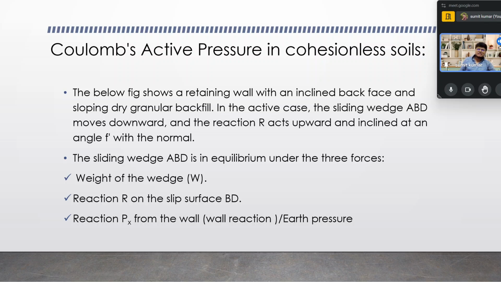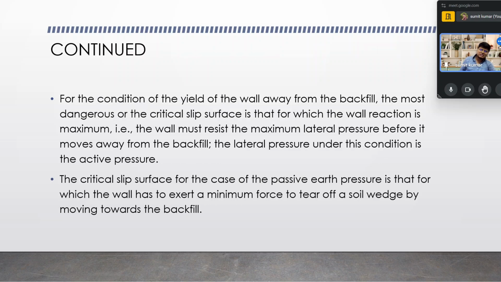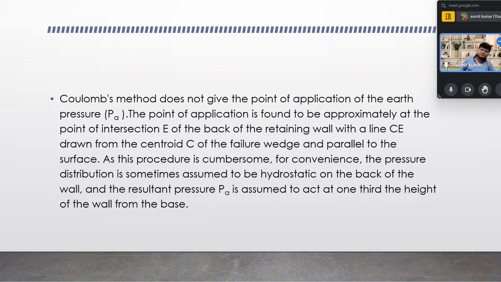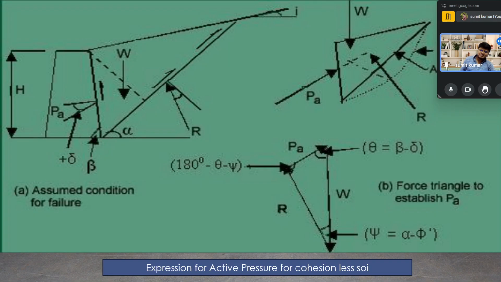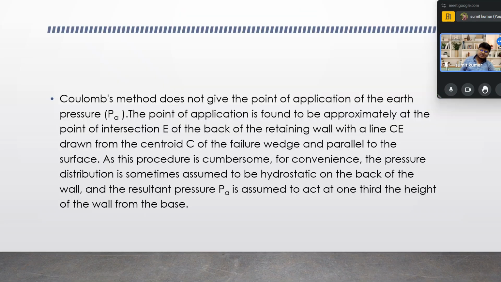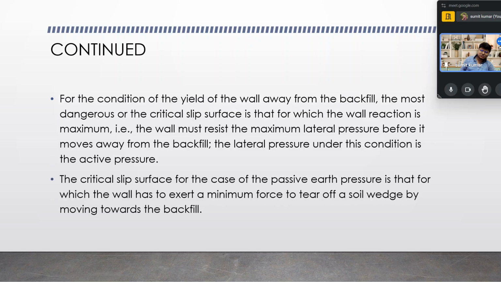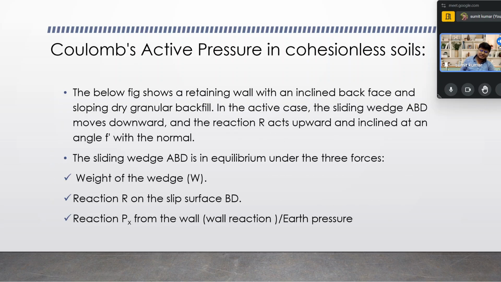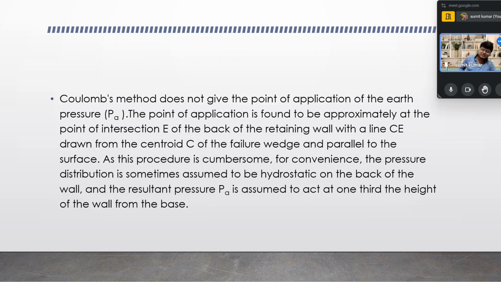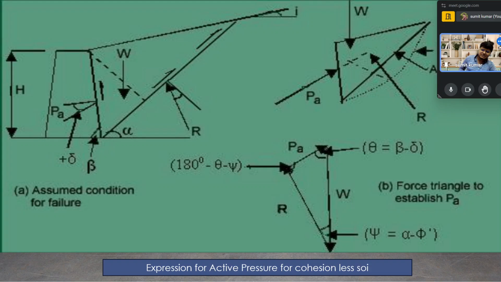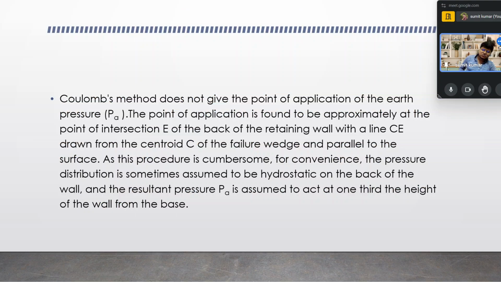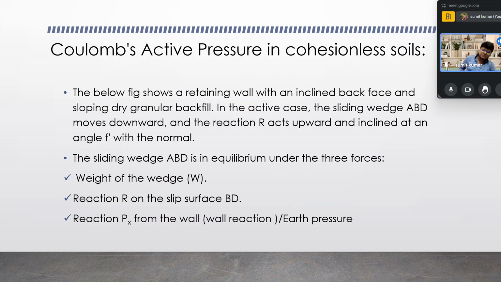The sliding wedge ABD moves downward, as you see in the picture. First of all I will read, and then I will try to explain. The sliding wedge is represented in the figure as ABD. So first of all, I will go ahead with the things.